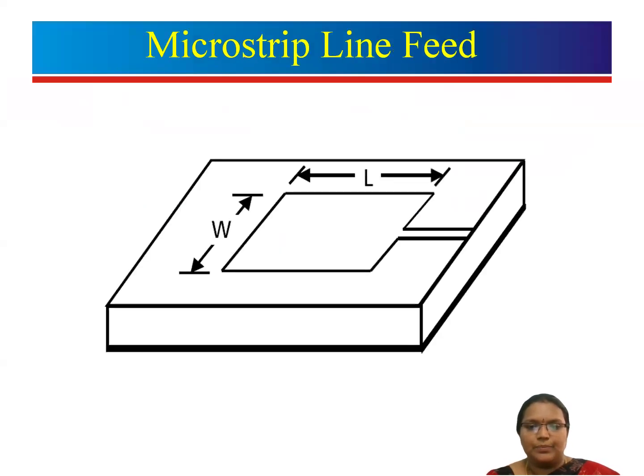Coming to the next, microstrip line feed. It is the simplest and easiest feeding technique, which uses the same kind of microstrip line as the feed for the patch. The width of the strip line is very narrow compared to the width of the microstrip patch. So it is conformable to the surface, so fewer radiations are there. And coming to the length of the strip line, it is of the order of wavelength. It is placed such that it should be matched to the impedance of the patch antenna. It is of low cost.